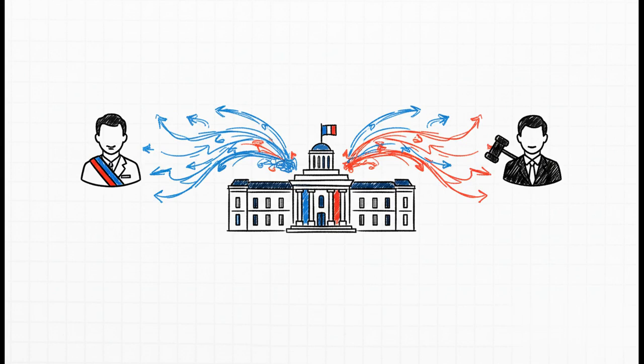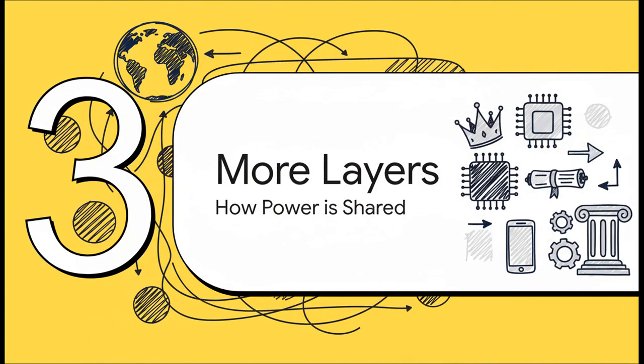And, just to make things more complicated, some countries decided to mix and match. You look at a place like France, and they have a hybrid system with both an elected president who has real power and a prime minister who is accountable to their parliament. Pretty interesting stuff. But wait, there's more. The layers of complexity don't stop there.